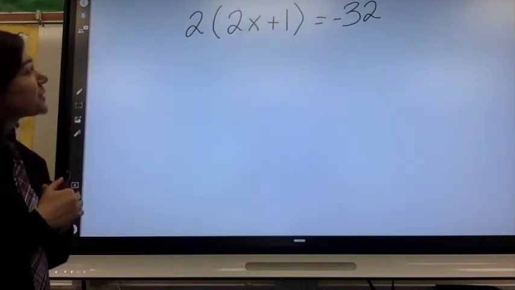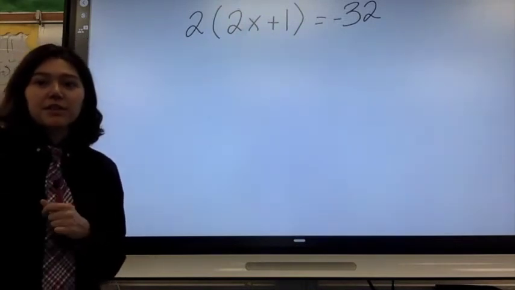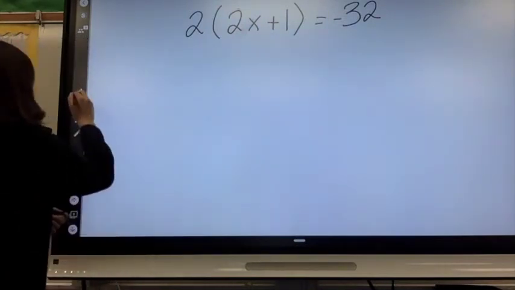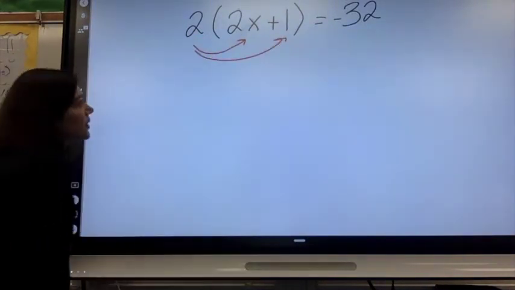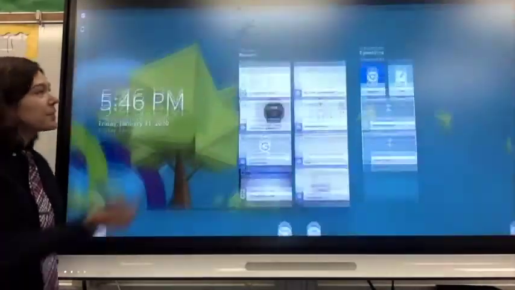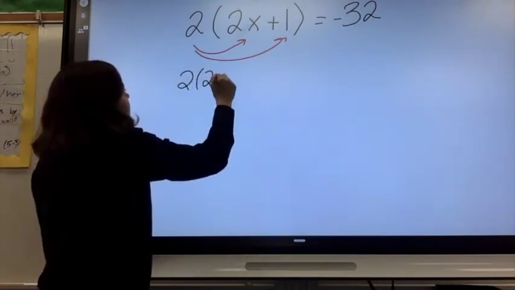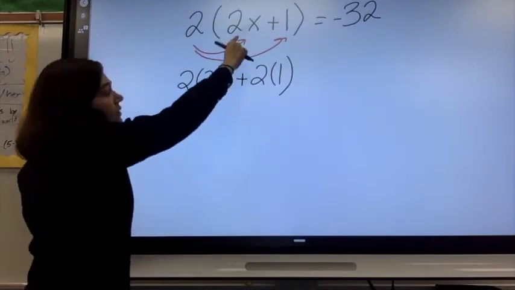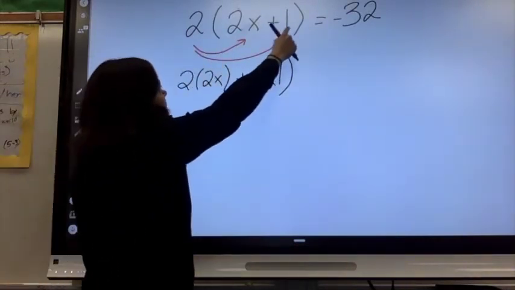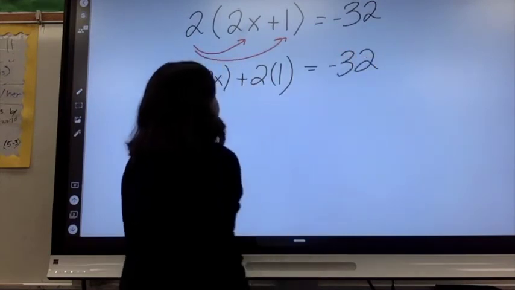So we have 2 times 2x plus 1 equals -32. So we're going to start with the distributing method. So I want to distribute 2 to 2x and 2 to the 1 by multiplying, because that's how we work when we have parentheses. So I have 2 times 2x plus 2 times 1, and that equals -32 still.